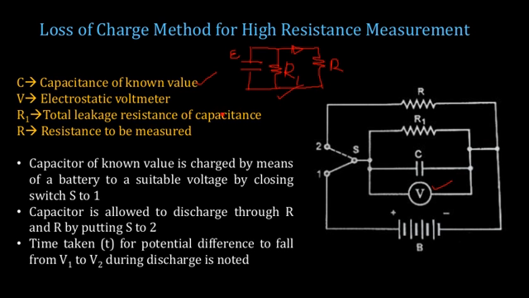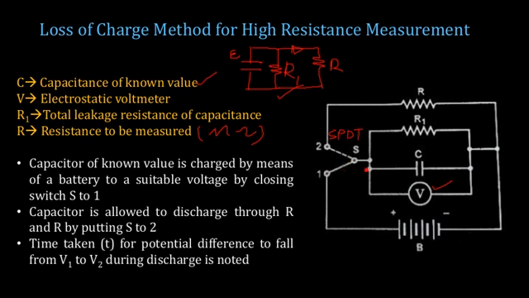So R1 is the total leakage resistance of the capacitor, and R is the resistance to be measured, which is of mega ohm range. Now the capacitor is of a known value. We connect the capacitor across the voltage source, and here we do it with the help of a switch which is known as a single pole double throw. So here pole means this is one pole, and you are able to switch it between position 1 and 2. So it is a single pole and you have double throw. You are able to throw it between 1 and 2 alternatively.